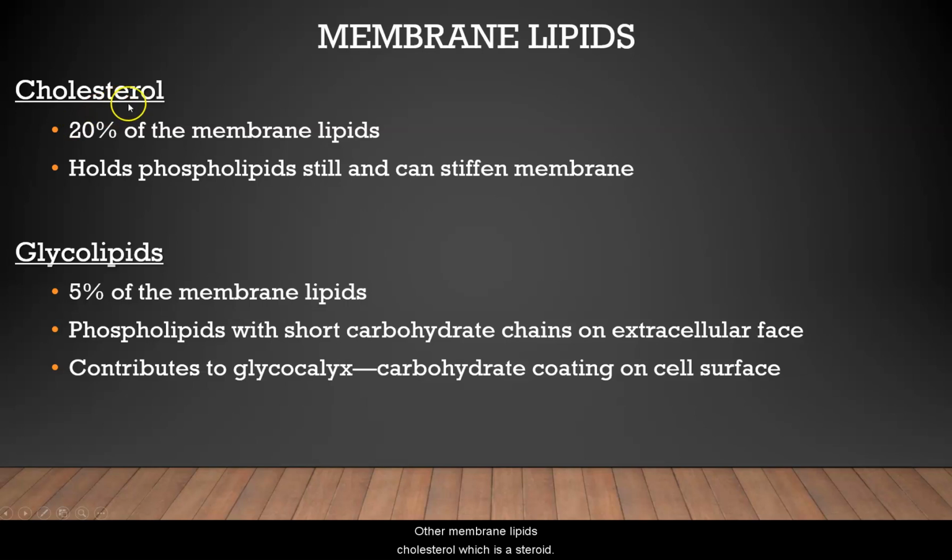Other membrane lipids. Cholesterol, which is a steroid, constitutes about 20% of the membrane lipids. It holds the phospholipids still and can stiffen the membrane. I like to think of it as keeping the membrane from being a little too loose, a little too watery. It can help it stiffen up some to be a little more shaped. Glycolipids constitute 5% of the cell membrane lipids. Glycolipids are essentially phospholipids that have short carbohydrate chains attached to their extracellular surface. They contribute to something called the glycocalyx, which we'll talk about a little bit as well. The glycocalyx is a carbohydrate coating on the cell surface.